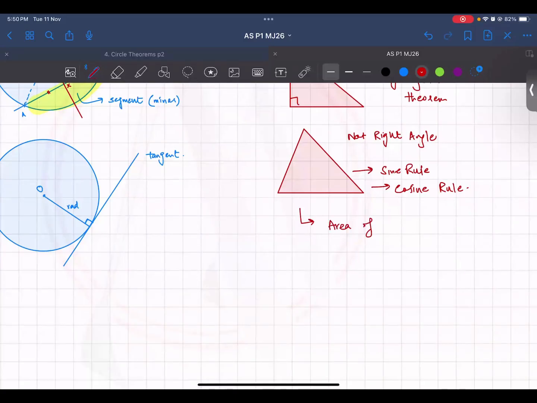what is the formula for the area of triangle? What is your name? Monip?